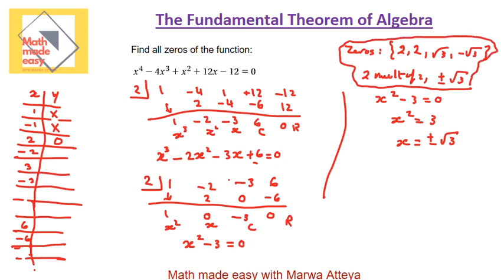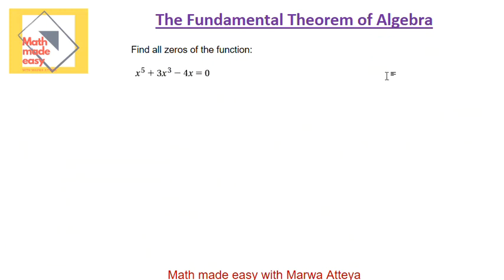So we have been through a quadratic, a cubic, and a quartic. Now let's look at this case. Here I have to the power of 5. First thing I'm going to do, as we said, check for a common factor. We do have a common factor. I can factor out x from all these terms. When I do that, I'm going to have x multiplied by x to the power of 4 plus 3x squared minus 4, and that's equal to 0.